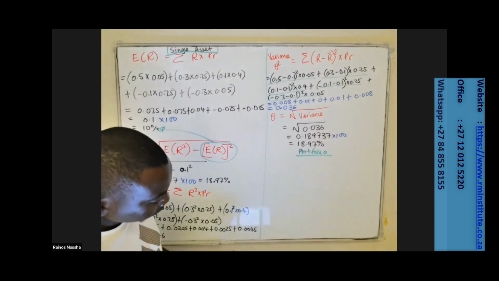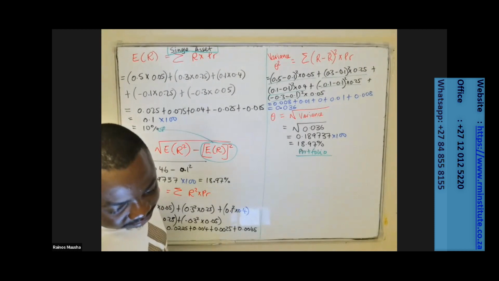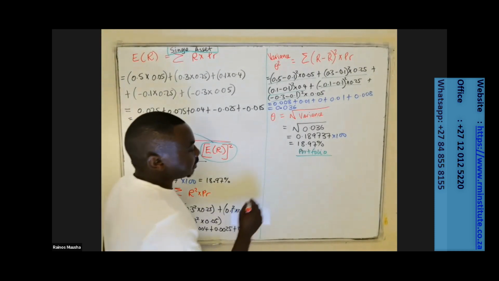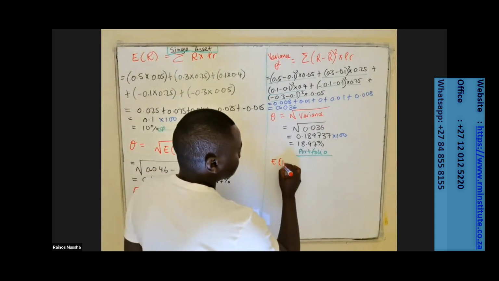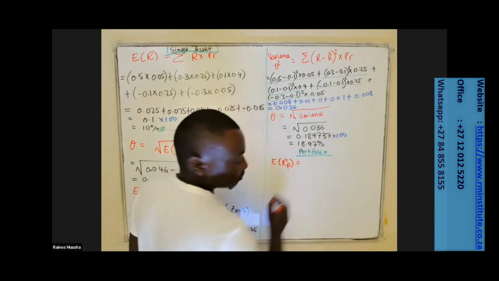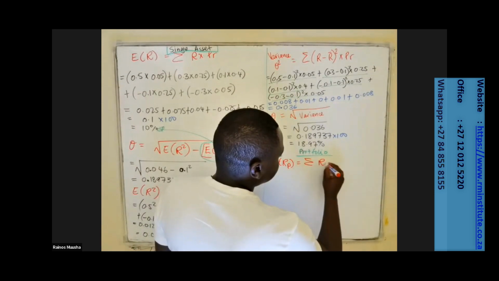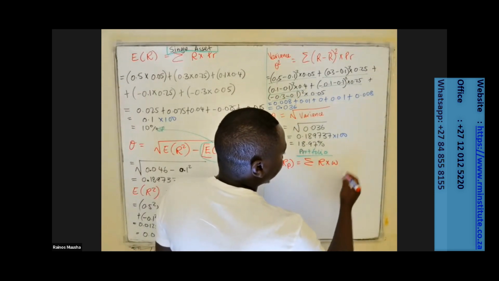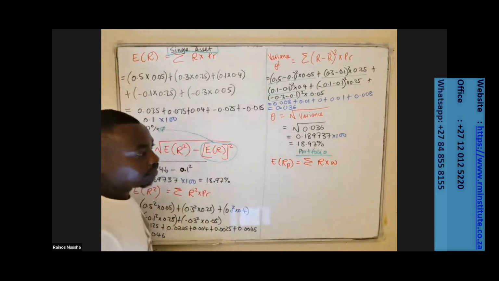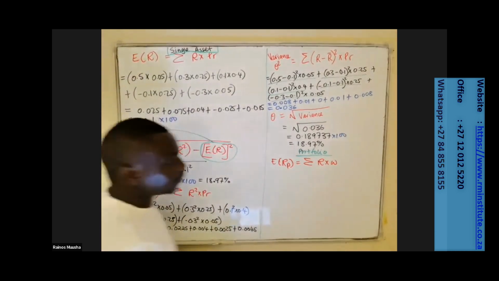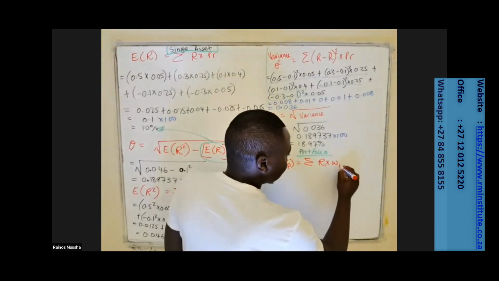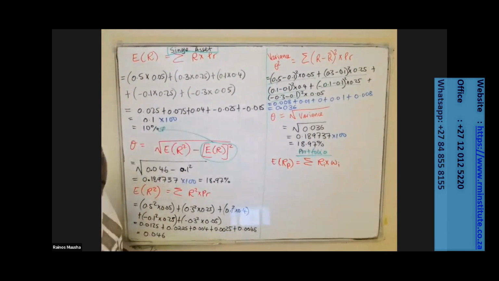So what do we see? The expected return of the portfolio is given as the sum of the returns multiplied by the weights. So the sum of the returns of the individual assets times the weight of the individual asset. And this will give you the expected return of the portfolio.